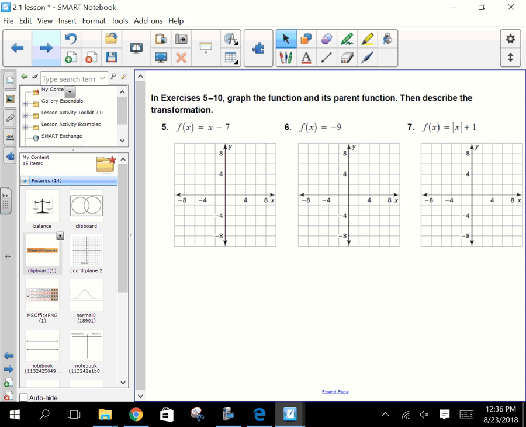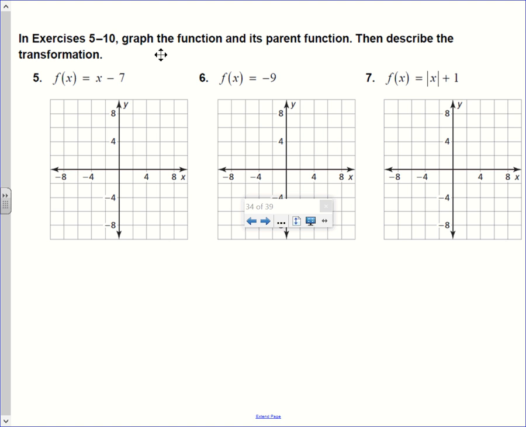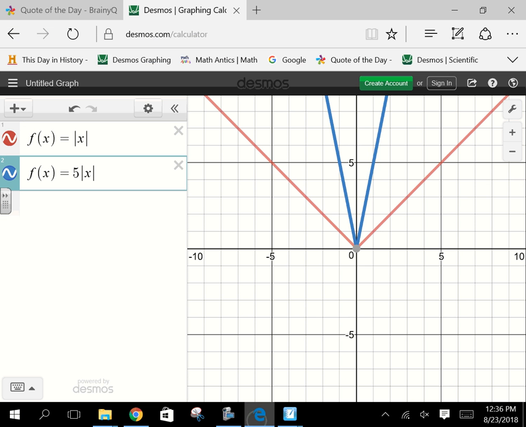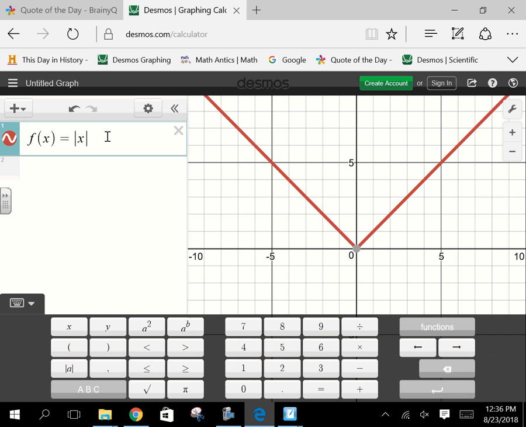Here we go. I'm going to go a little quicker now. Last 3. It says graph the function and its parent function, then describe the transformation. So here, it's asking us to graph. What I want you to do when you get to assignment 3 is actually use a graphing calculator. I want you to cheat a little bit. I don't want you to make any table of values. Just punch the child in. Watch this. Let me punch the child in. F of x equals x minus 7.